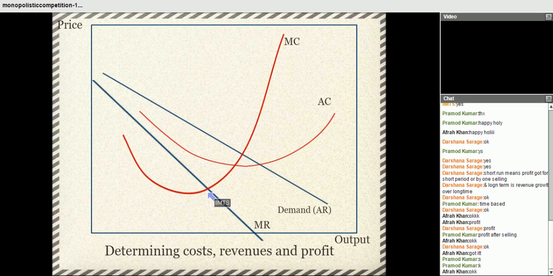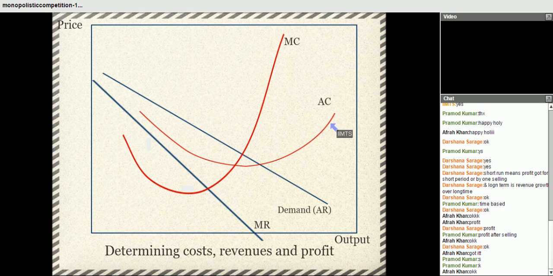This is the point of equilibrium, and this is the right point, because at this point the marginal cost is coming from below and it is cutting, and then it is going ahead. So this is the point at which the condition for equilibrium is satisfied. That is, marginal cost curve cuts the marginal revenue curve from below. So this is the point of equilibrium.